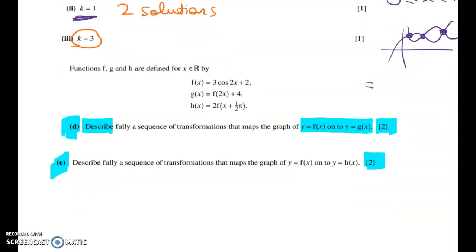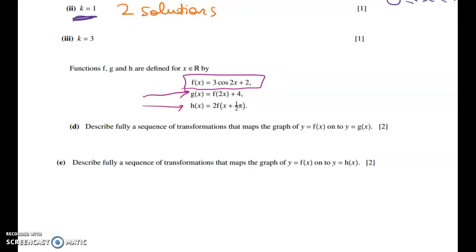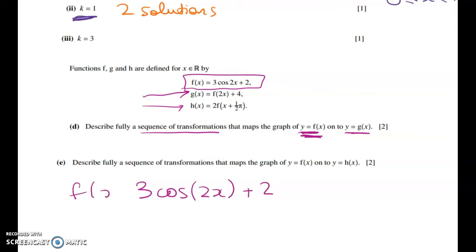Okay, so this is a little bit different. This is not really related directly to the first part, except that we're starting with this function here, which is the one we already had. And then we've got two other functions. And we have to get a series of transformations or a sequence of transformations that take us from the first one to the second one. So how do we get from here to this one here?